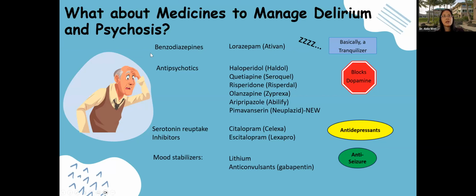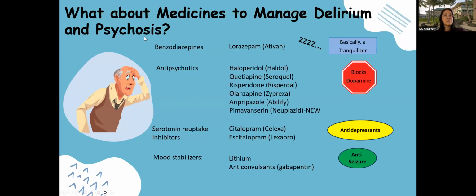But the problem with benzodiazepines like Ativan and that class of medicines is that it can cause rebound agitation. So they're sleeping, and then when they wake up, they're more agitated than they were before. And so you don't want to get into that cycle. And Ativan can also result in disinhibition. So they're not inhibited to do crazy things or say crazy things. So that's the problem with benzodiazepines, and they're just very sedating.